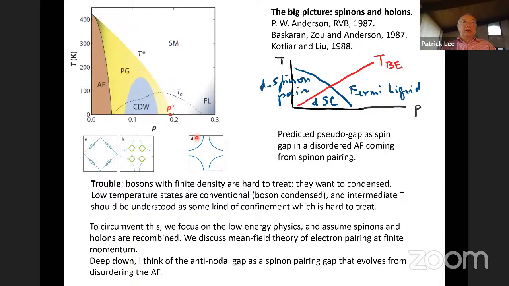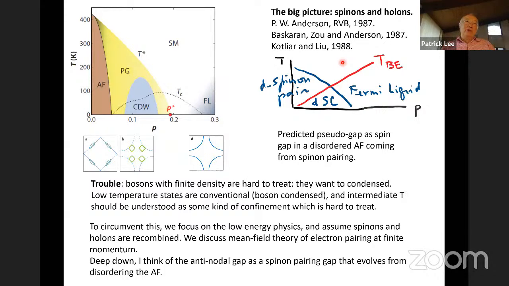So the big picture that has driven my way of thinking over the last 30 years starts with Phil Anderson's remarkable RVB paper, which is followed by a mean field formulation of these ideas, discussing the fractionalization of electron into spinons and holons. Unfortunately, the mean field theory there was not done correctly, and that was fixed by Cotlin Liu a year later, who came up with the correct mean field phase diagram.